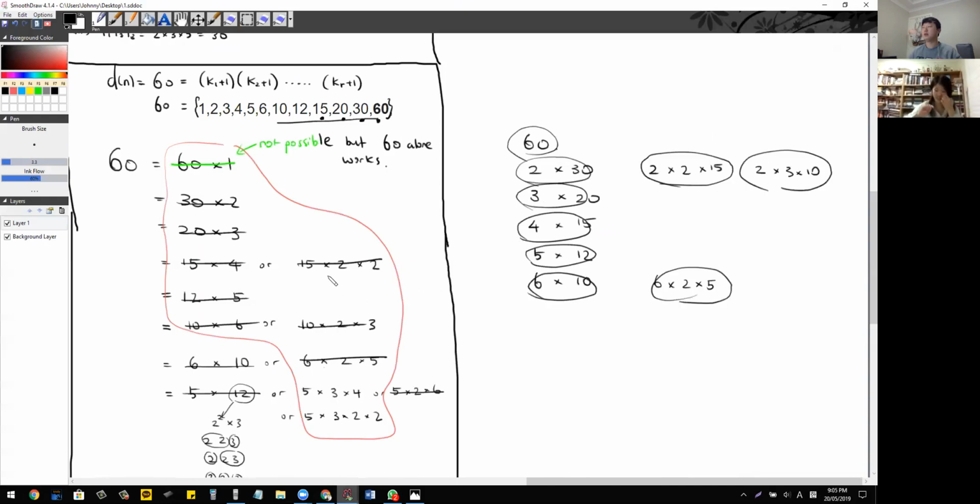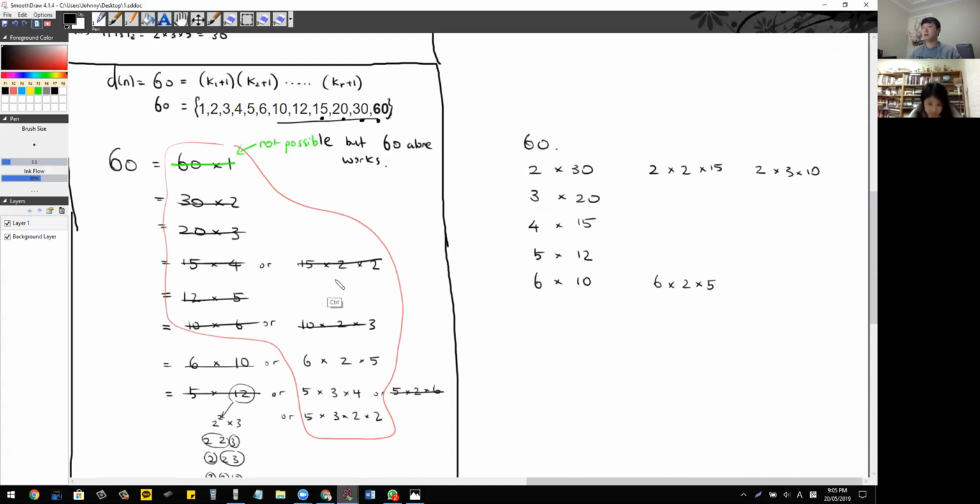Yep. And then 5 times 3 times 4, 5 times 2 times 2 times 3. Yep. And 5 times 3 times 4. Yeah, 5 times 3 times 4. Let's actually rearrange them. Hold on.